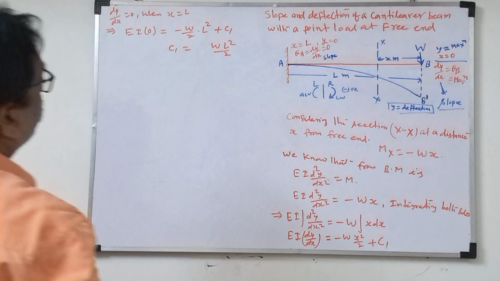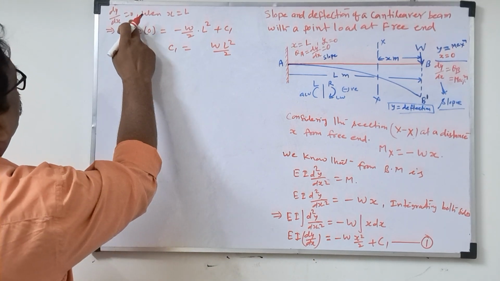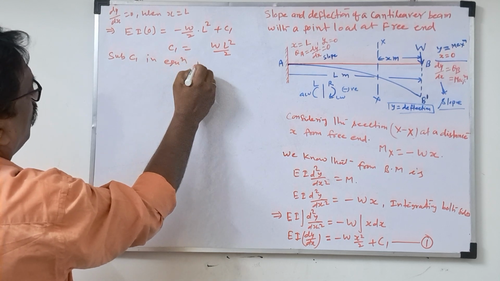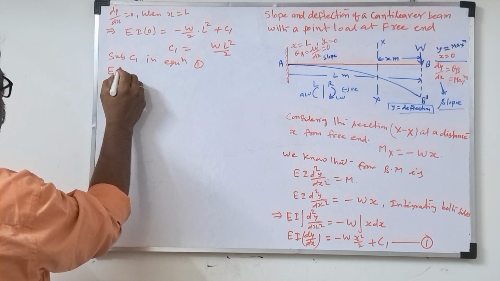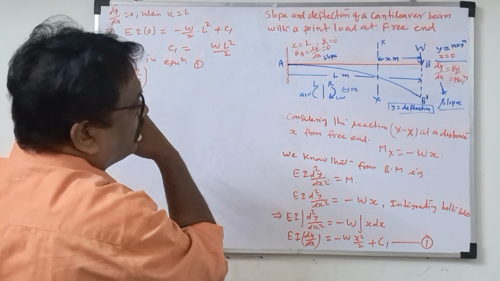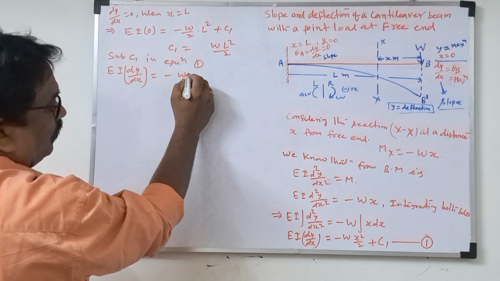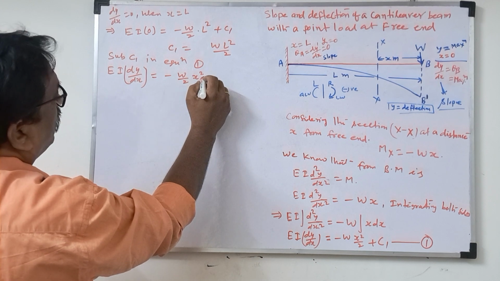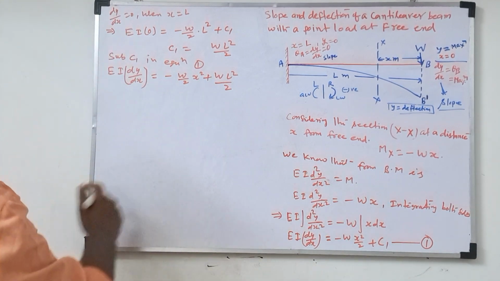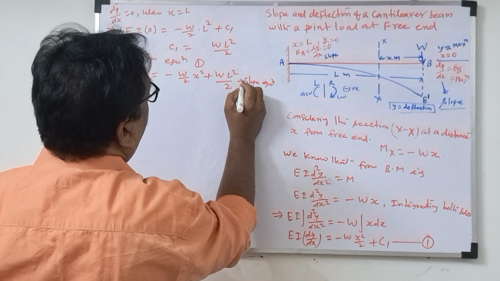Now substitute this C1 in equation 1. After applying the boundary conditions, EI dy by dx, where dy by dx is nothing but the slope, equals minus W by 2 x square plus WL square by 2. This is called the slope equation.